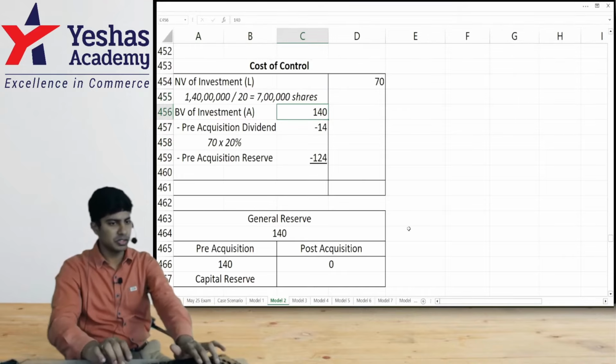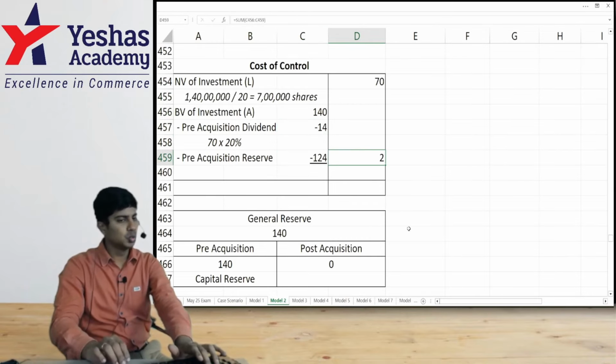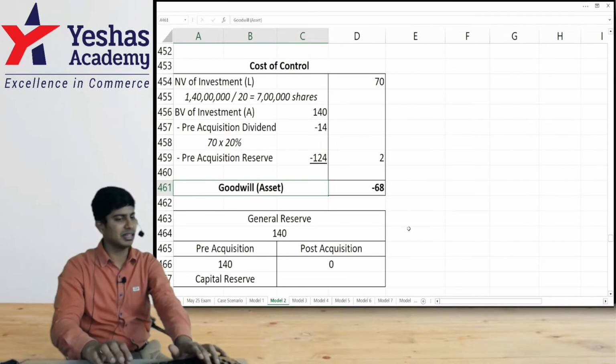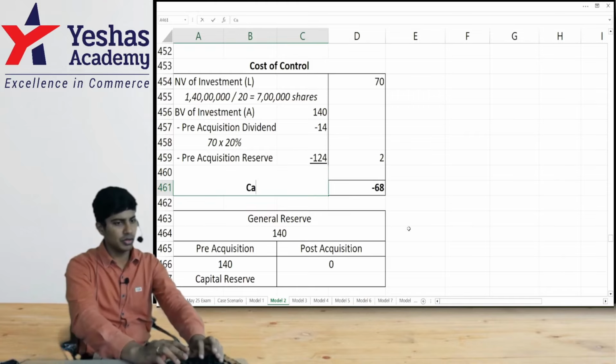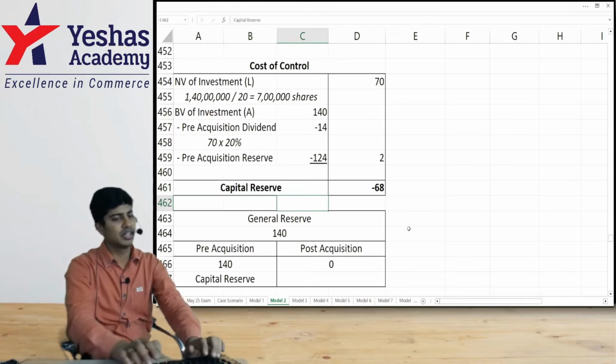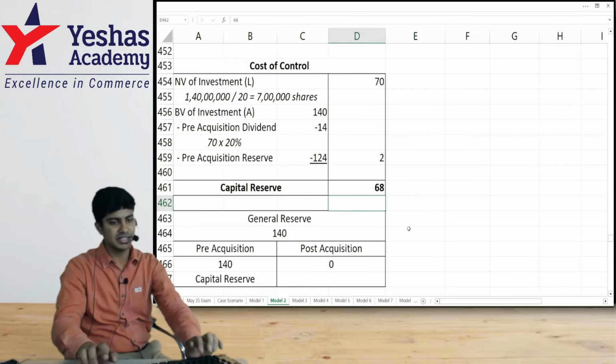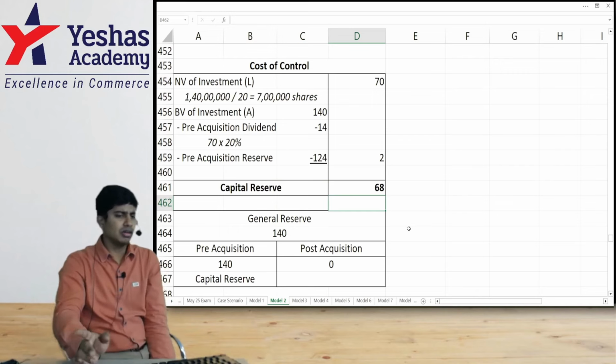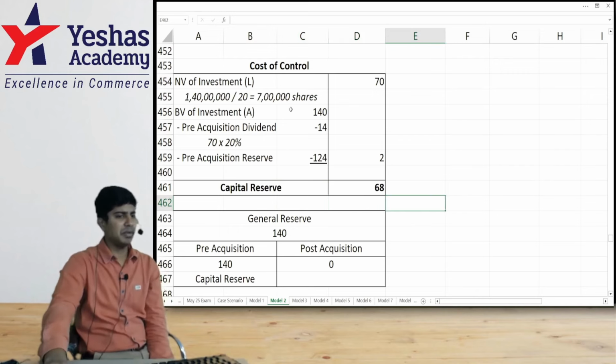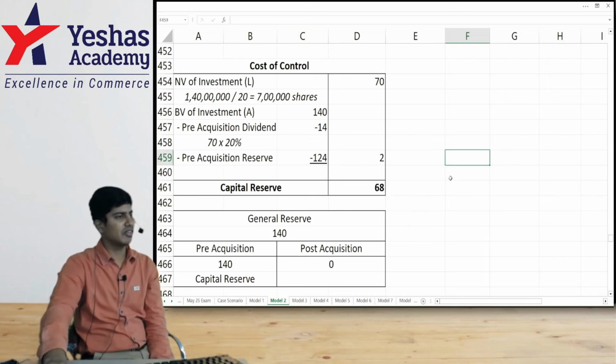Let me give you another piece of information here. 2. So 70 is nominal value, book value is 2. Which is more? Liability is more by 68. 68 will become goodwill, negative. Or if you want, you can write capital. They've actually asked in the question how much is goodwill. Goodwill or capital. So, okay, goodwill is minus 68. Capital reserve is 68. That's it. This is what they've asked in the question.